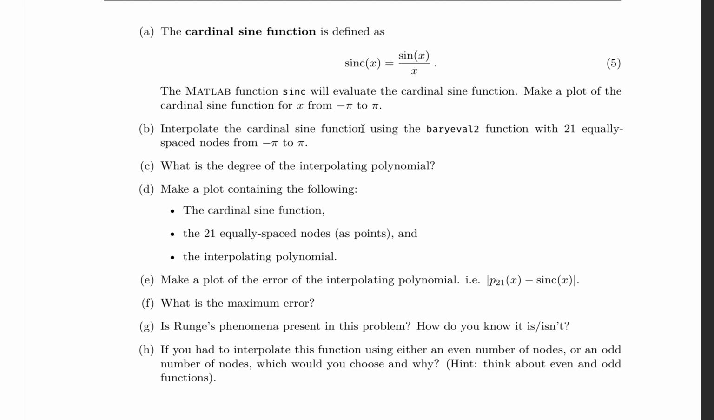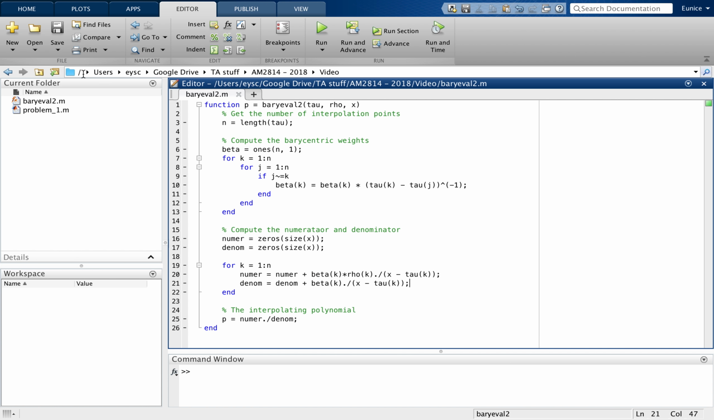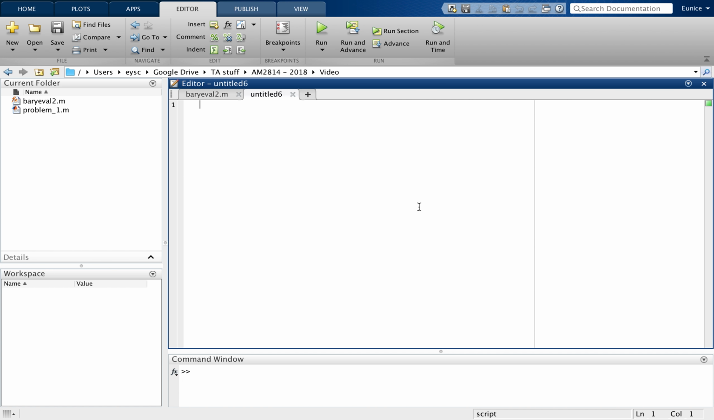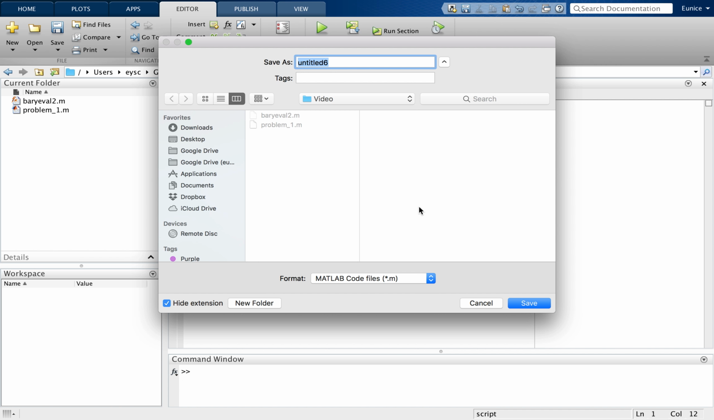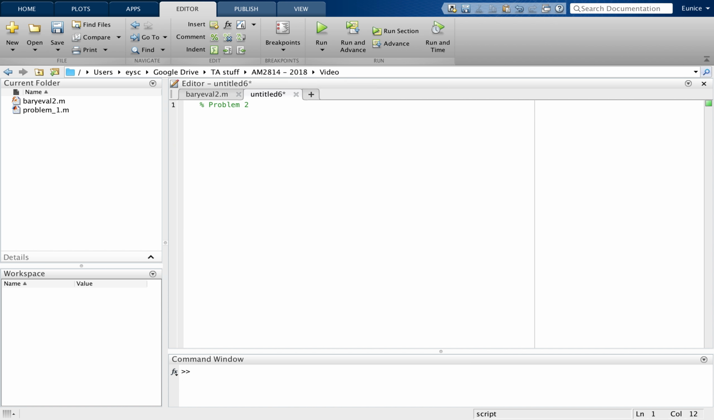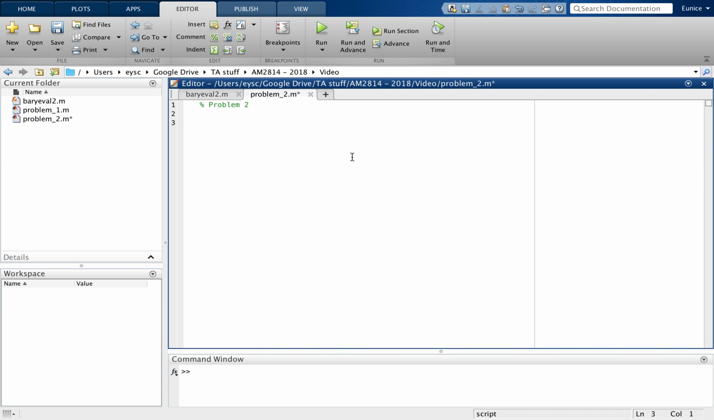So we're asked to evaluate the cardinal sine function from negative pi to pi. So let's go ahead and open a new script, and we can label this problem 2. And we can save it as problem 2. And alright, so part 1, we want to plot the sinc function. So we first need to define what x is.